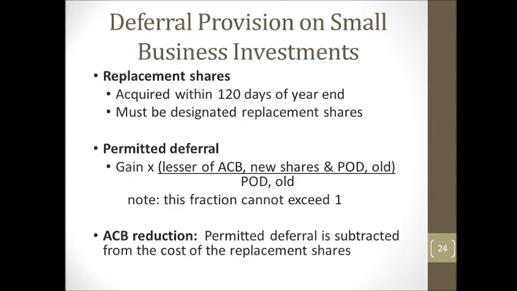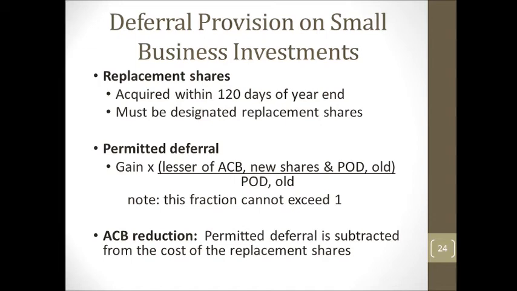On the next slide now, in order for the deferral provision to apply, the taxpayer must also purchase new shares of an eligible small business corporation within 120 days from the end of the taxation year in which the disposition took place. Now, these new shares that are acquired must be designated by the taxpayer as being replacement shares for the shares that were sold.